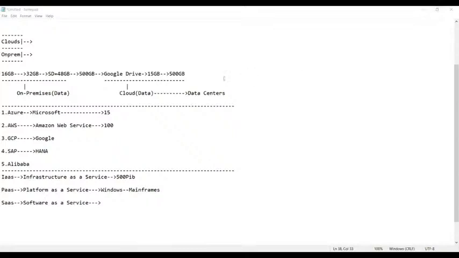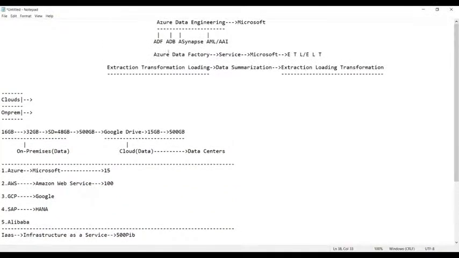Now guys, this point is clear for me, but the next point is what? Cloud is clear, everything is clear, but one more thing is not clear, that is Azure Data Factory. We have not discussed this. As we know, Azure Data Factory is a service provided by Microsoft to perform the job of ETL, which stands for extraction, transformation, and loading.